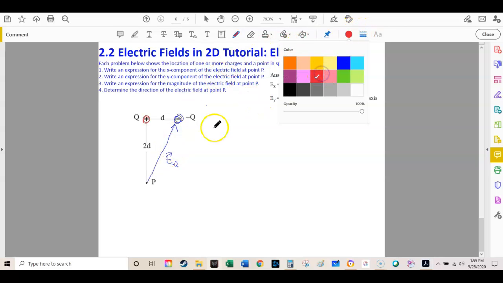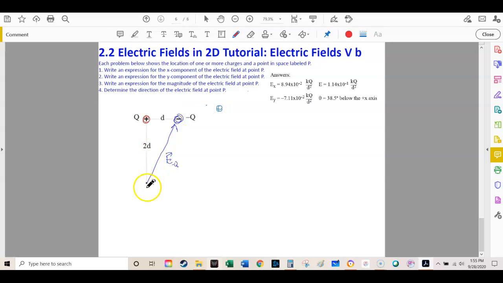The red charge is going to have an electric field pointed directly away from it. And I'm thinking P is further away from that negative Q. So this is going to be a little bit larger since the red is a little bit closer. So this is going to be the vector due to the positive Q. And that's a capital Q. All right.